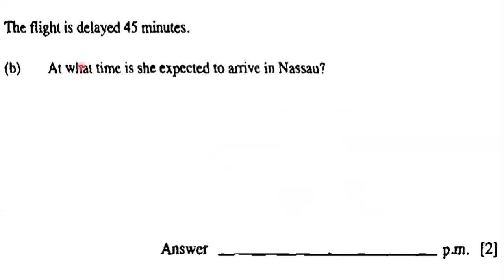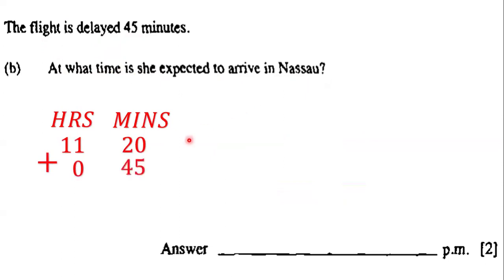Next, it states that the flight is delayed 45 minutes. At what time is she expected to arrive in Nassau? What we're going to do here is take 11:20 and add 45 minutes. Remember, the flight is delayed, so she has to stay longer. So we're going to add 45 minutes to 11:20.